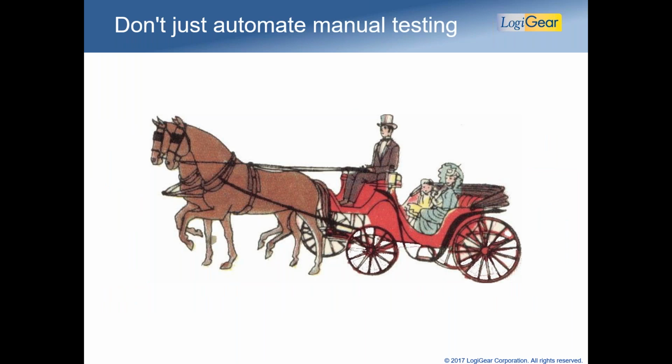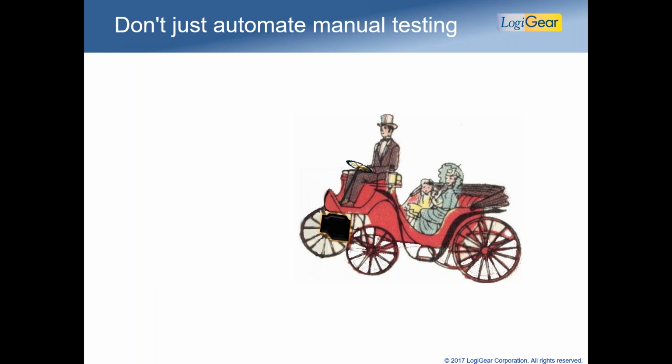So let's talk about automation. And the message of this slide is that good automation is not just about automating manual testing. And we go back 120 years. People were riding around in carriages. There were no cars yet. And what happened about 120 years ago?